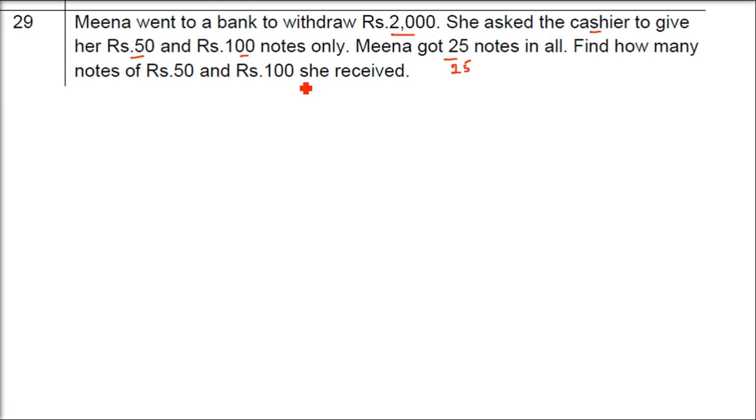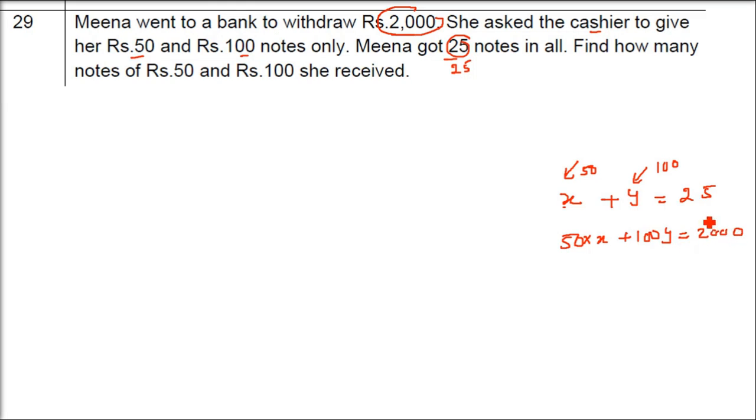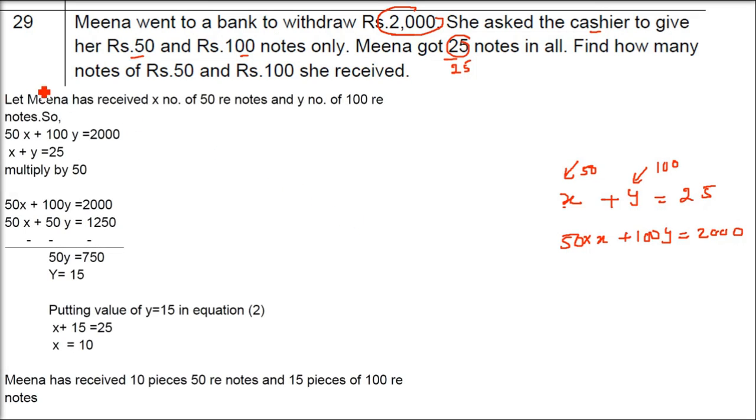How the situation unfolds is that, say, x number of 50 rupee notes she got and y number of 100 rupee notes she got from the cashier. In all, the total number of notes is 25, so x plus y is equal to 25. Now, what is the total amount? 50 multiplied by x, the x number of 50 notes, and y number of 100 notes, if you add them, it will be 2000. So these are the two equations which you have to solve.